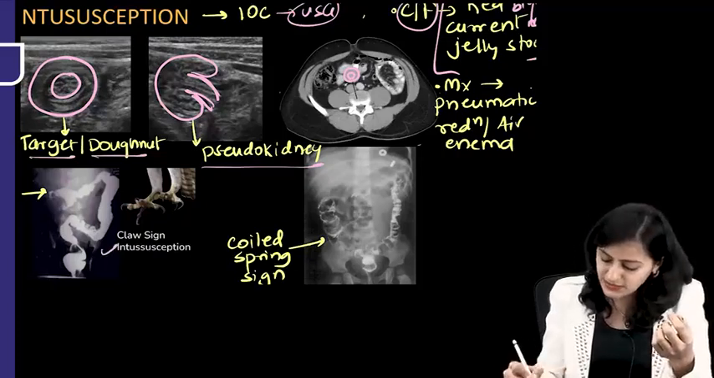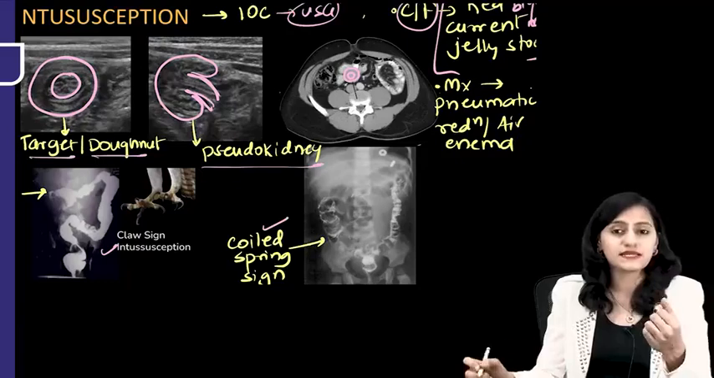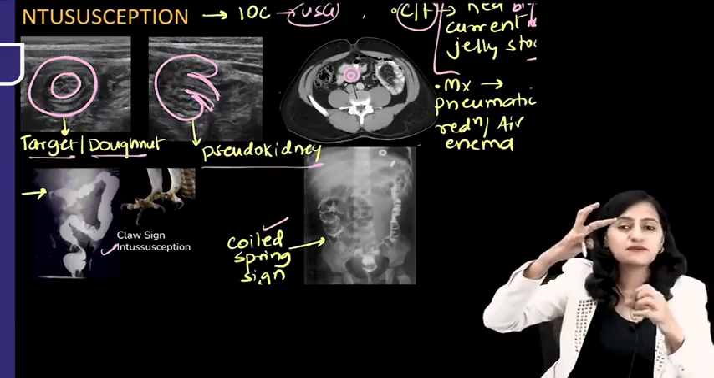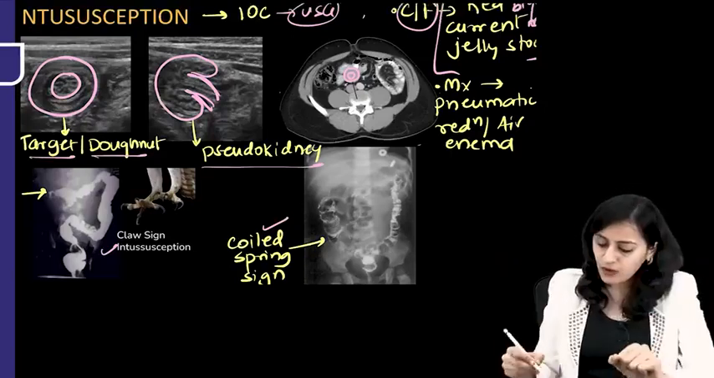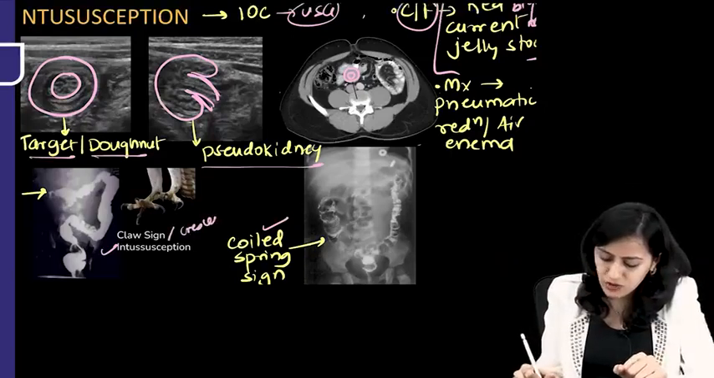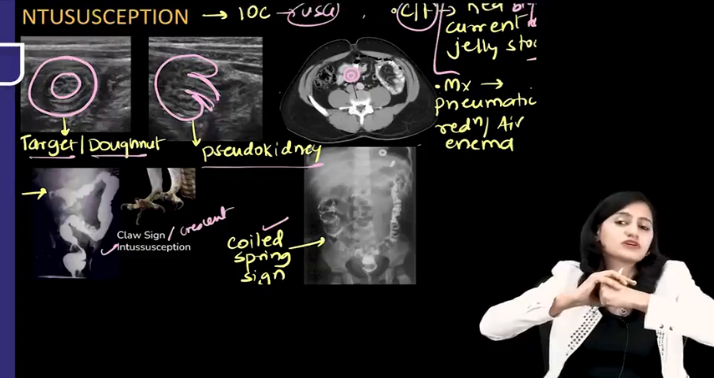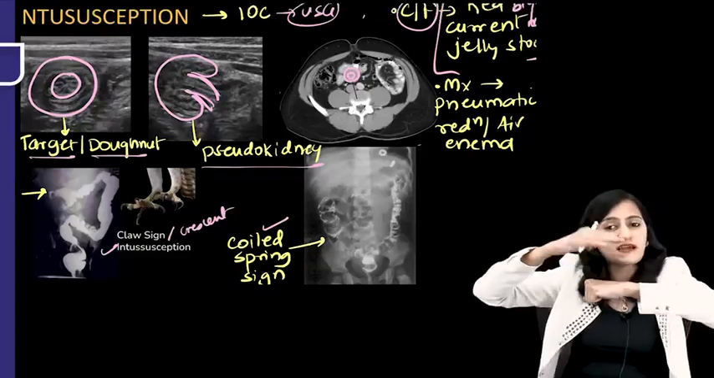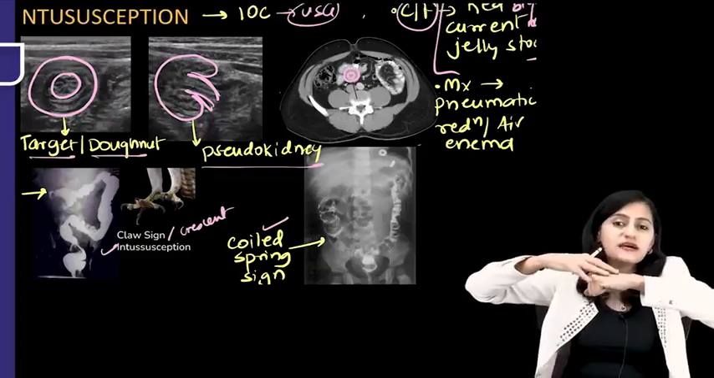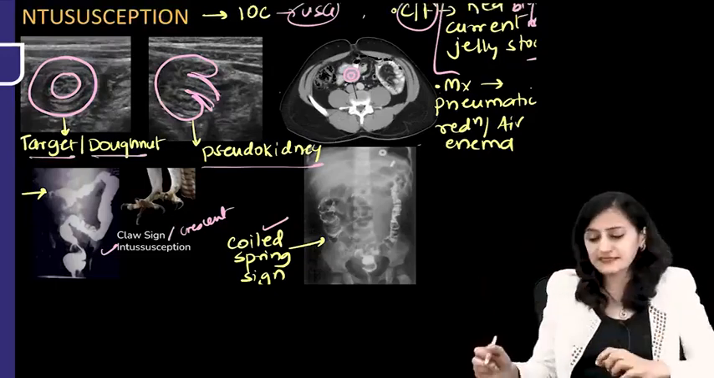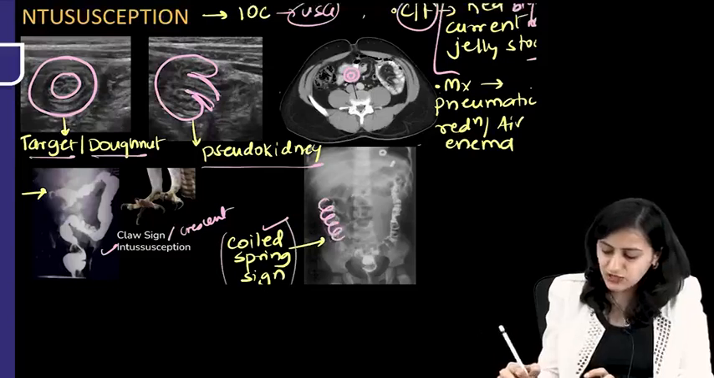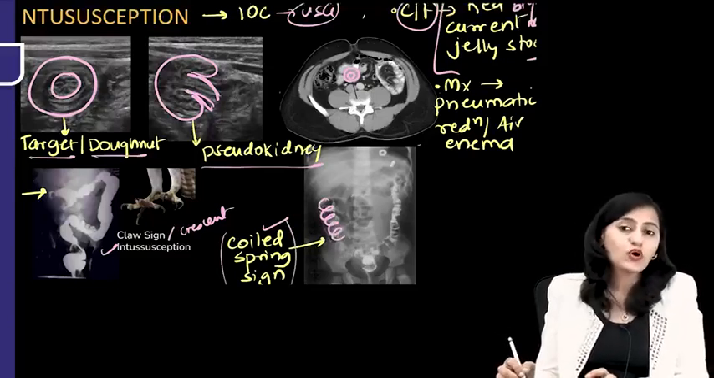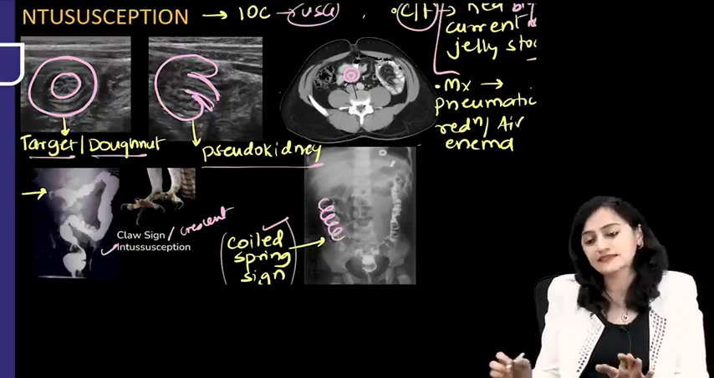So one is the claw sign and second is the coiled spring sign. When the barium goes up, reaching till the point of the intussusception, then it forms a claw, or it can form the crescent also. So crescent sign or the claw sign. If there is some space in between the two bowel loops, the barium goes outlining the intussusceptum, and that gives the coiled spring sign. So remember, we have the claw sign and the coiled spring sign in intussusception.